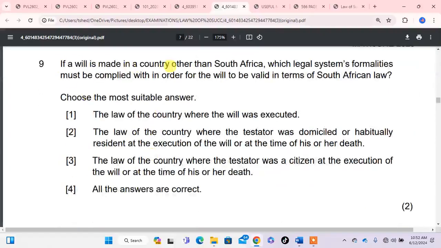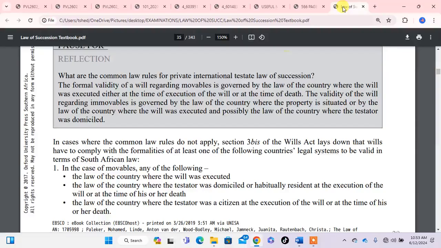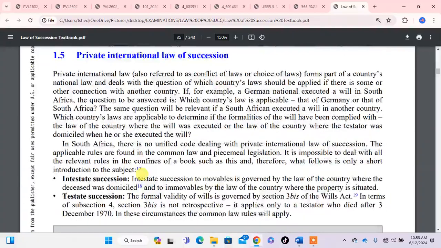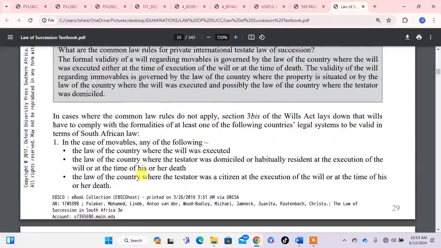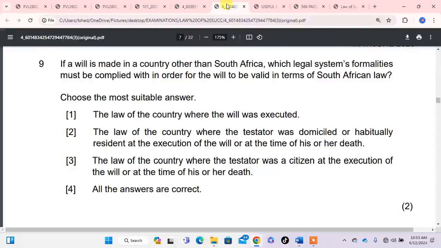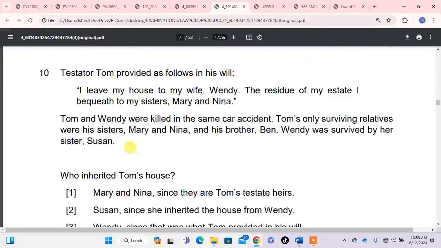If a will is made in a country other than South Africa, which legal system formalities must be complied with in order for the will to be valid in terms of South African law? So it's very important that we look at the private international law of succession. We know that there is the law of the country where the will was executed, the law of the country where the testator was domiciled, and the law of the country where the testator was a citizen. Therefore, when we answer this question, we can say all are correct. Let's go to another question.